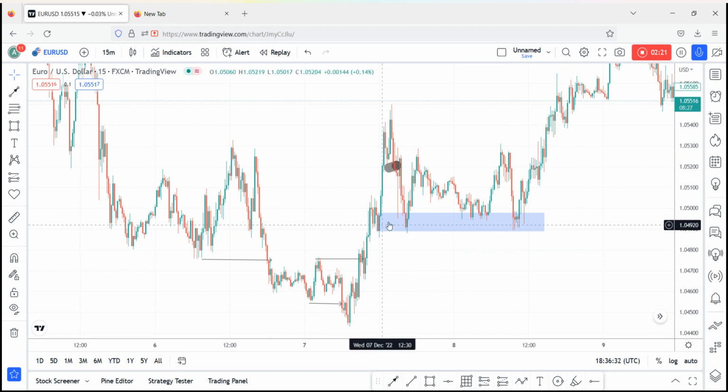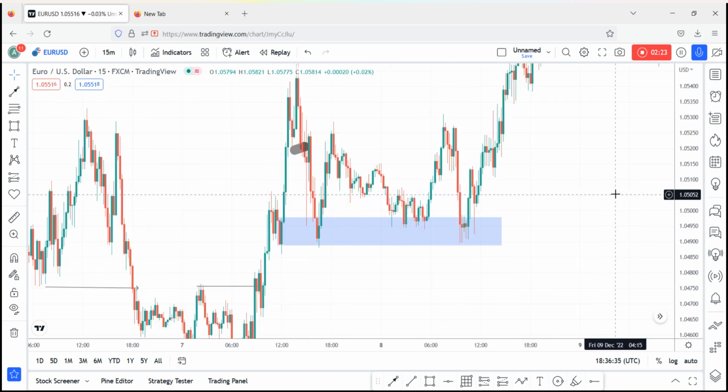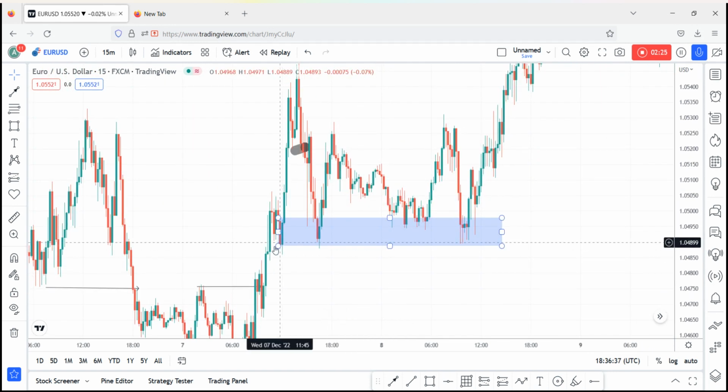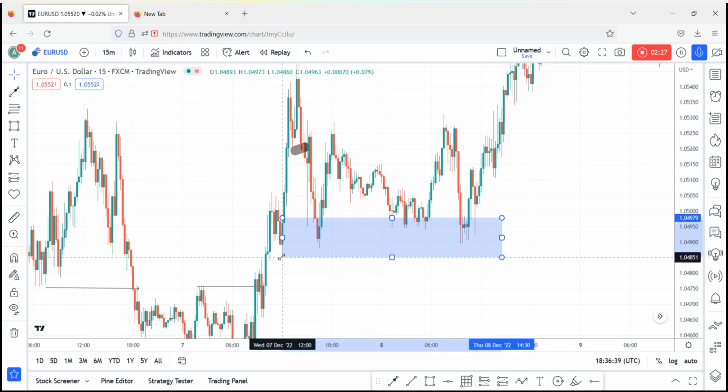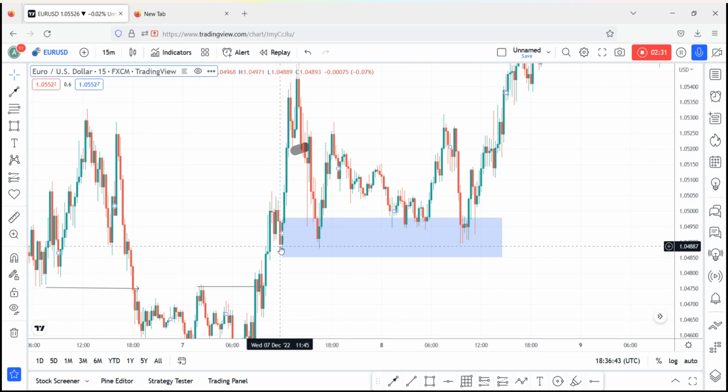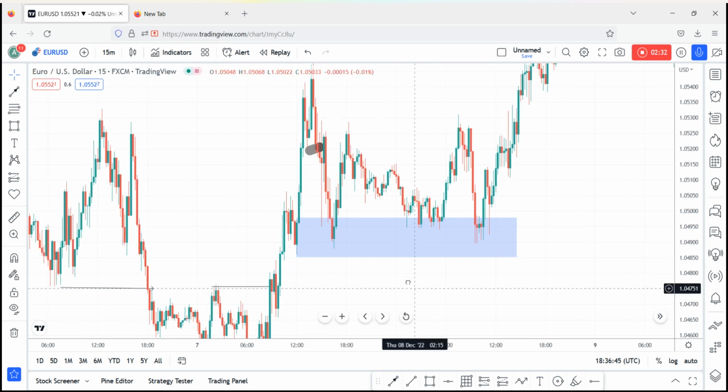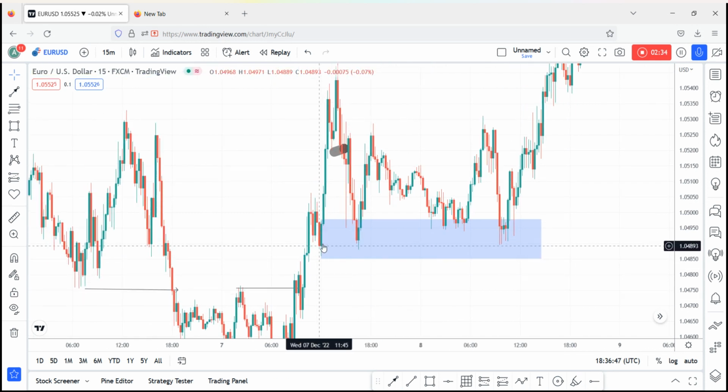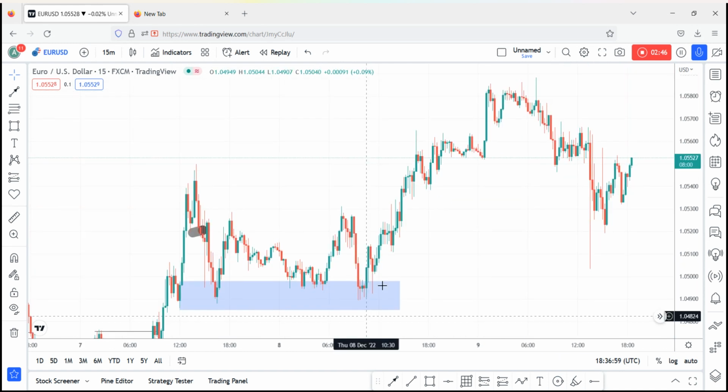Why did I take the bullish candle? There is a reason behind this: this bullish candle took out the last candle low. You can clearly see this bullish candle took out the last recent candle low, and that's why the market went upside. That's why I took this candle as a demand zone, and the market did the same.